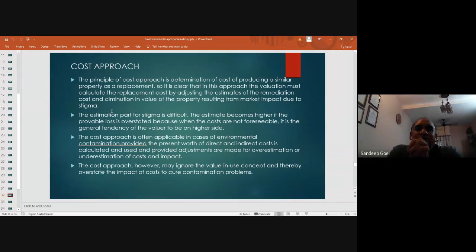What are the environmental factors that can impact the value of the property, in his disclaimer or in his assumptions while evaluating the property? The cost approach is often applicable.